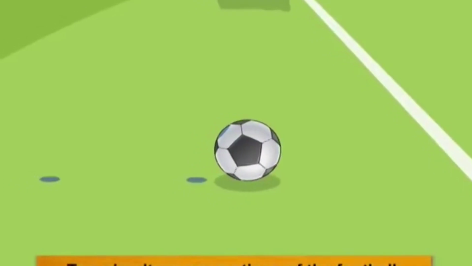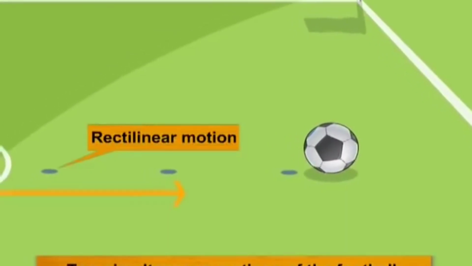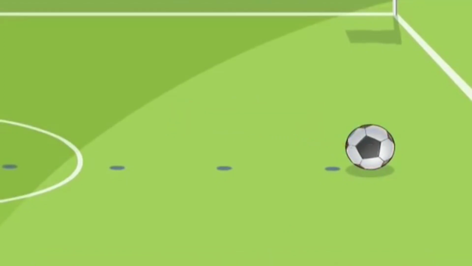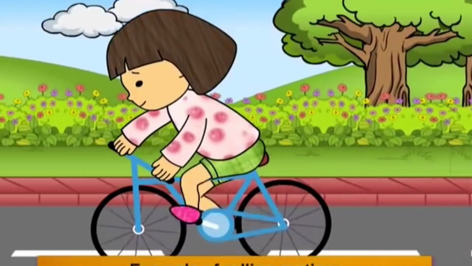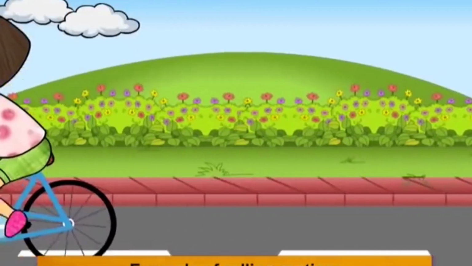The football moves ahead with two motions happening simultaneously: rectilinear or straight line motion plus circular motion about the center of the football. Such a motion is called rolling motion. So, rolling motion is a combination of straight line motion and circular motion. Can you think of any other object which undergoes rolling motion? Well, yes. The wheels of a bicycle or any vehicle undergo rolling motion while the vehicle moves forward.